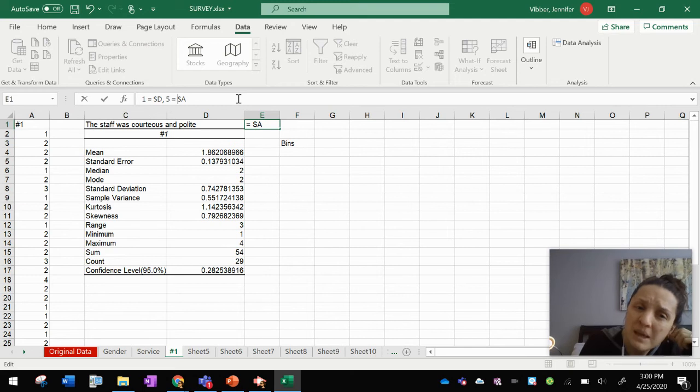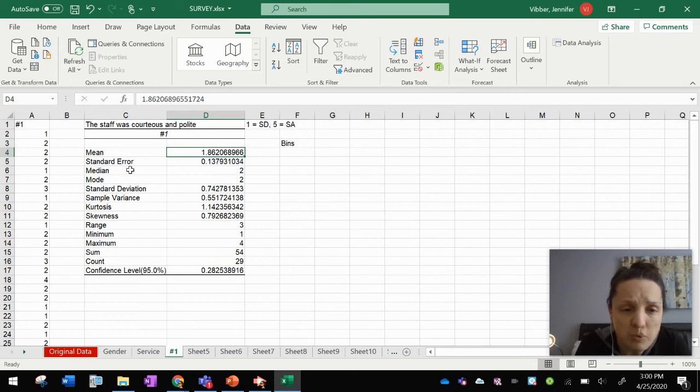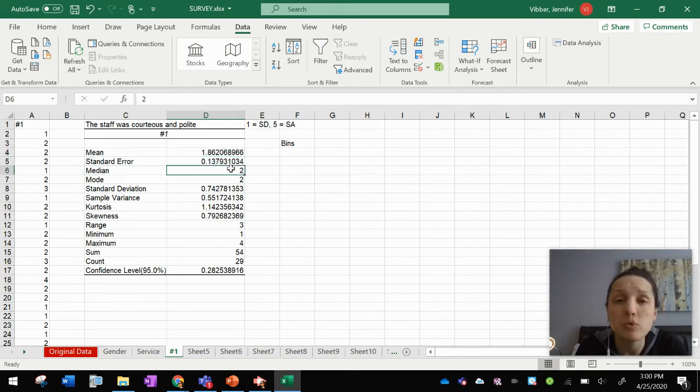If I got a mean of 1.86, no pun intended, the staff was mean. They disagreed. People responded with disagreement that the staff was courteous and polite. And I know that right from that piece of information. I have an average of less than 2. That's bad. Now, standard error, we don't have to worry about. Median was 2. That means of all the people who responded, who I believe there were 29. Yeah, of the 29 people who responded, if I put them in order, 15 or more of them responded 2 or less. That's not good.